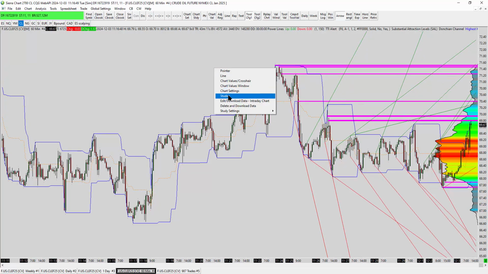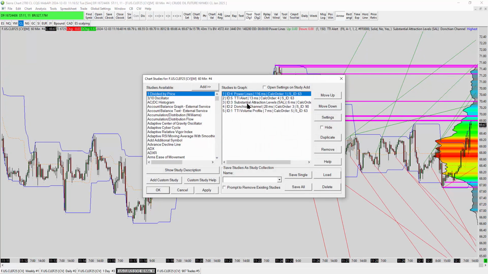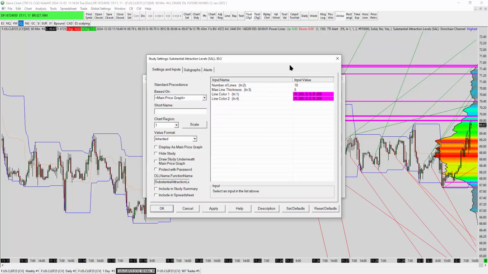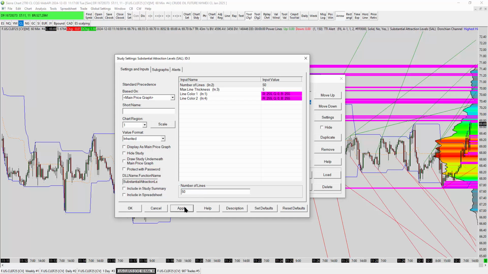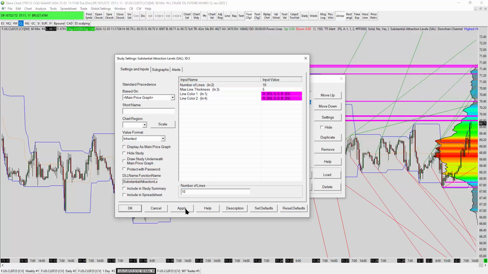You can go to the studies, go to the substantial attraction level. You can put 10, 15, 20, up to 50. You can put up to 50 levels. This is 50. You see, I have a lot, but I don't want to get it busy. So let's go with 10 in this case. Apply. You can choose the thickest ones, the biggest ones to be thicker, up to 10 thickness.